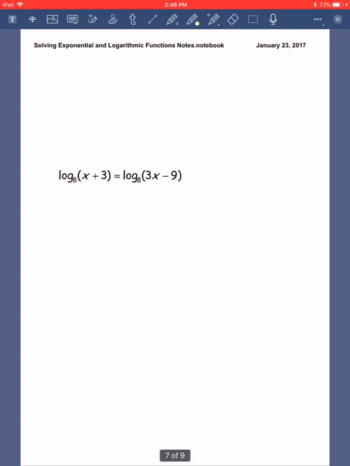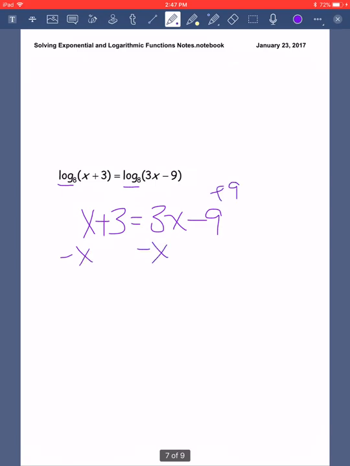I've got log base 8 of x plus 3 equals log base 8 of 3x minus 9. In this problem, I have 2 logarithms, and they're set equal to each other, and the bases are the same. So when that happens, I can drop the log and the bases and just say that x plus 3 equals 3x minus 9. And I'm just going to solve for x. So subtract x, add 9, so I get 12 equals 2x. Divide by 2, so I get that x equals 6.